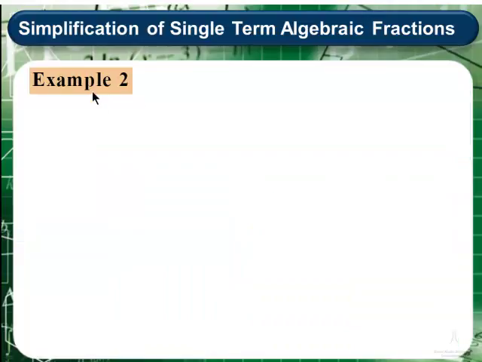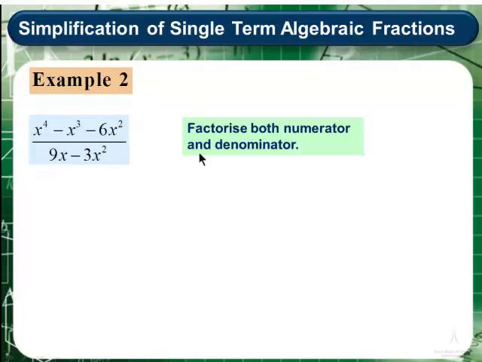In example 2 of the simplification of single-term algebraic fractions, we're given the following expression. Now in step number 1, we need to factorize both the numerator and denominator if possible. In this particular case, the numerator can be factorized using the common factor as well as the trinomial factorization methods. In the denominator position, we can take a common factor as well.